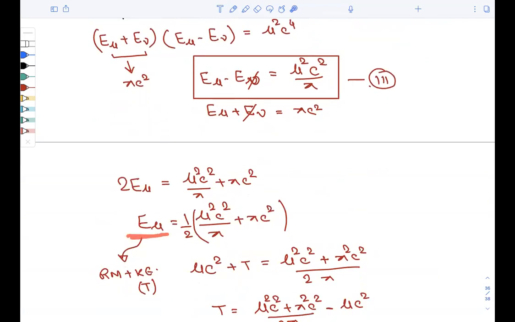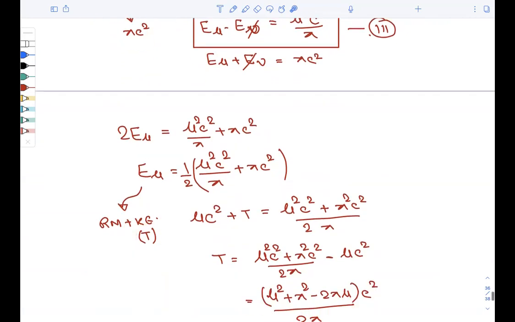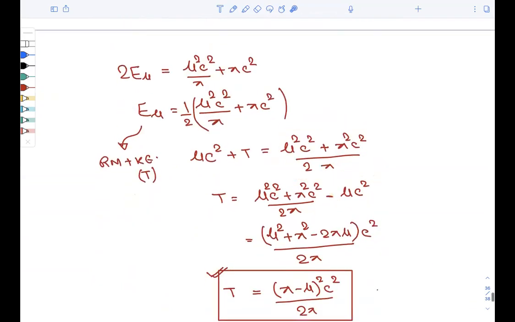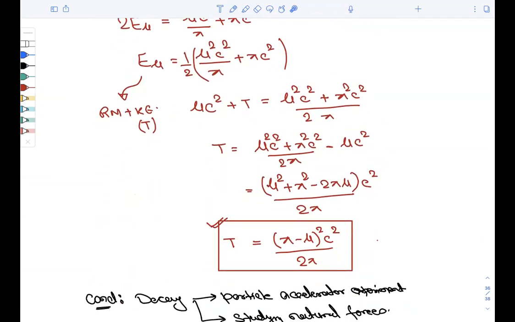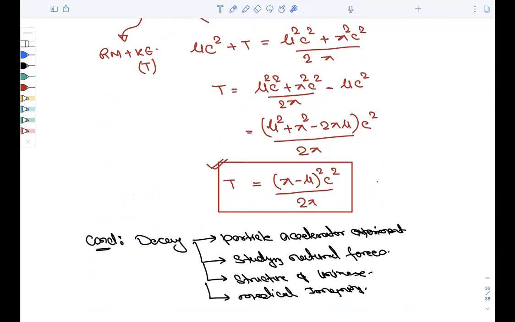And this E mu is what? It is the total energy of the muon. So it will be equal to the rest mass energy of the muon plus its kinetic energy. Let's take kinetic energy equal to T, and rest mass energy will be equal to mu c square. So T will be equal to this component minus mu square c square. If you further simplify it, you will get your answer, that is (pi minus mu) squared c square upon 2 pi.